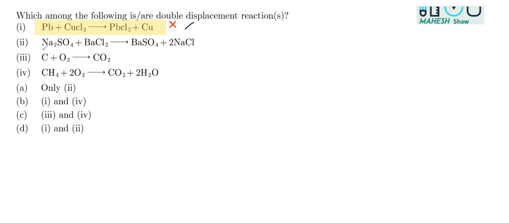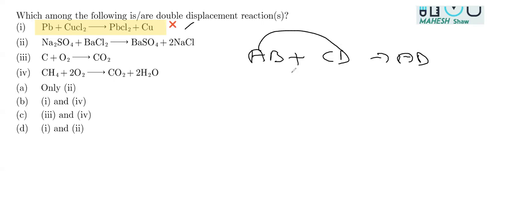Now coming to this, as you can see here, the exchange of ions can take place, like these have partners. If I talk about the general format of a double displacement reaction, it is AB, say, plus CD, and there is an exchange of ions here. That means A will combine with D to form, say, AD, and B will combine with C, that is, say, BC. So this is the general reaction for a double displacement reaction.